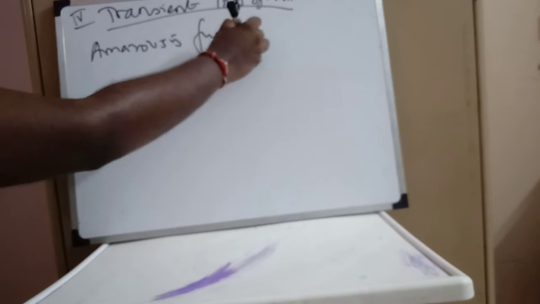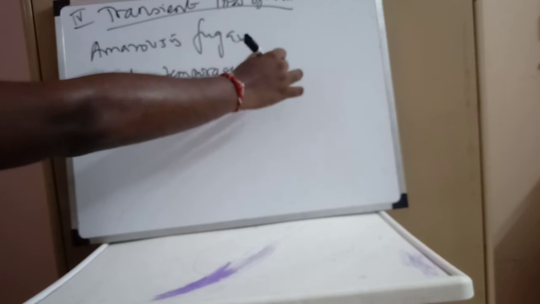Next is going to be transient loss of vision. So what we saw now is the chance of total loss of vision. Now we are going to see about transient loss of vision. What is the other name for transient loss of vision? Yes, it is called amaurosis fugax. Okay, it's called amaurosis fugax. So how do you define it?